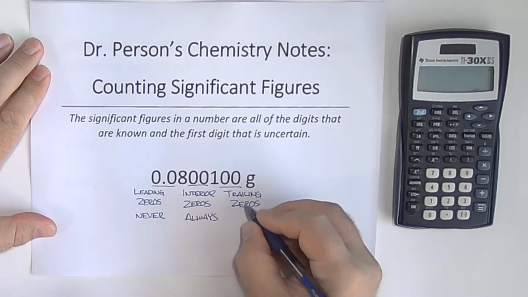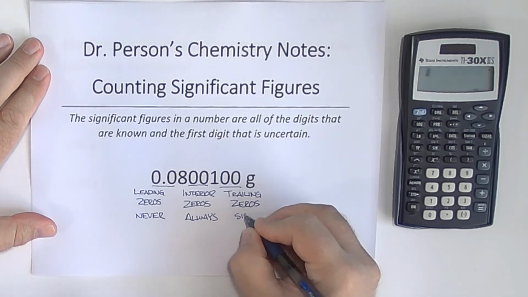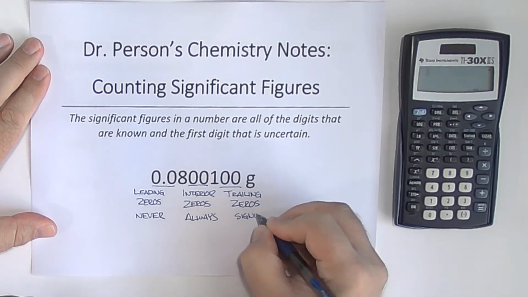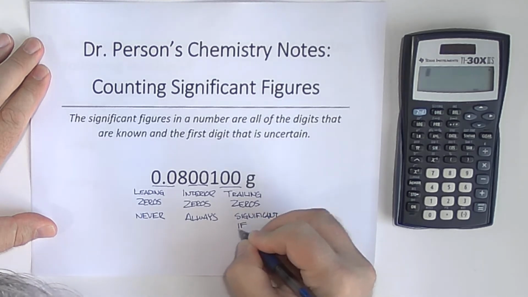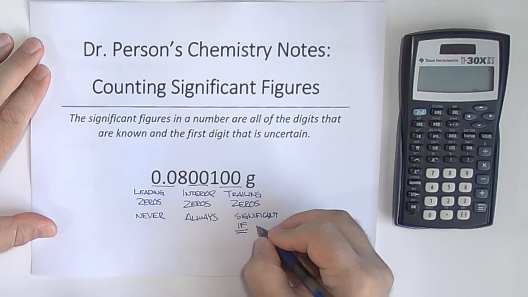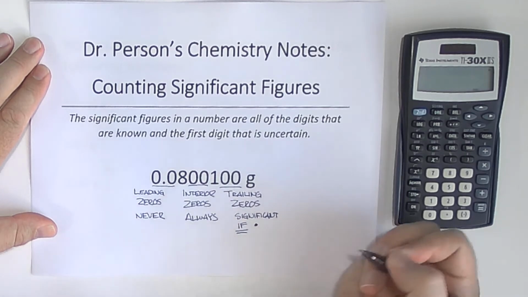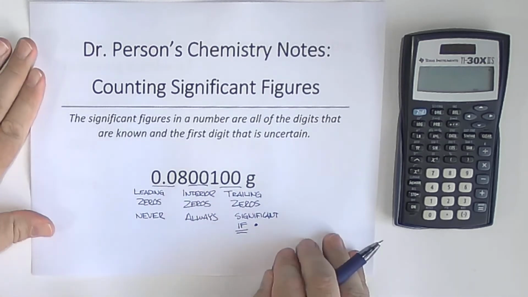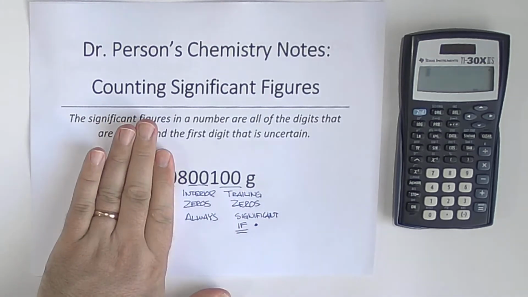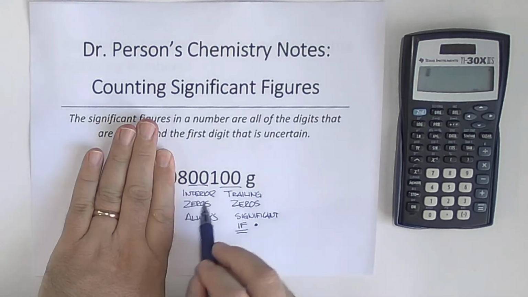So trailing zeros are significant if there's a decimal point. So in this number, there's a decimal point, they would be. If we look just at that number, there is not.